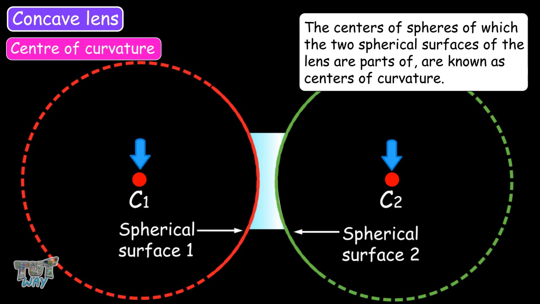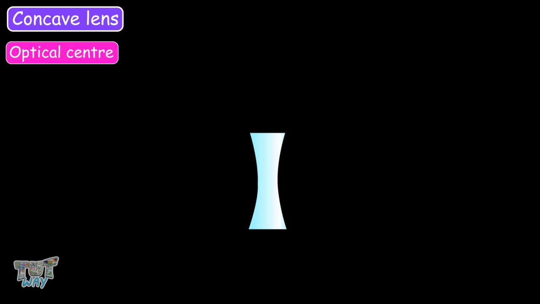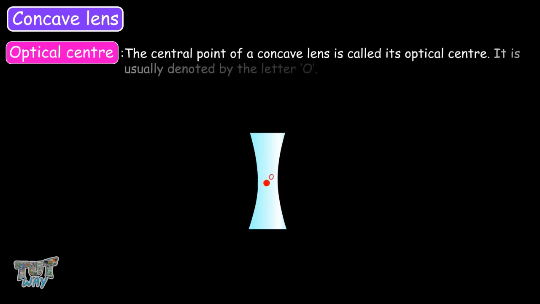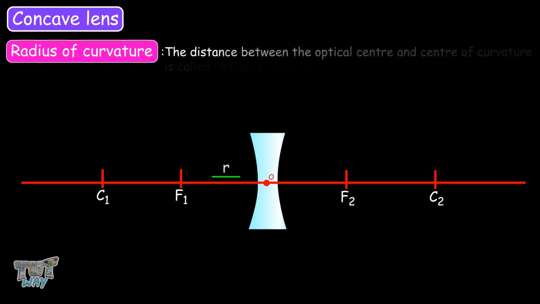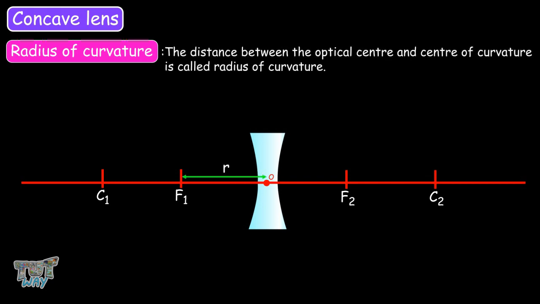The next term is the optical center. The center point of a concave lens is called its optical center. It is usually denoted by the letter O. The third term is the radius of curvature. The distance between the optical center and the center of curvature is called the radius of curvature.